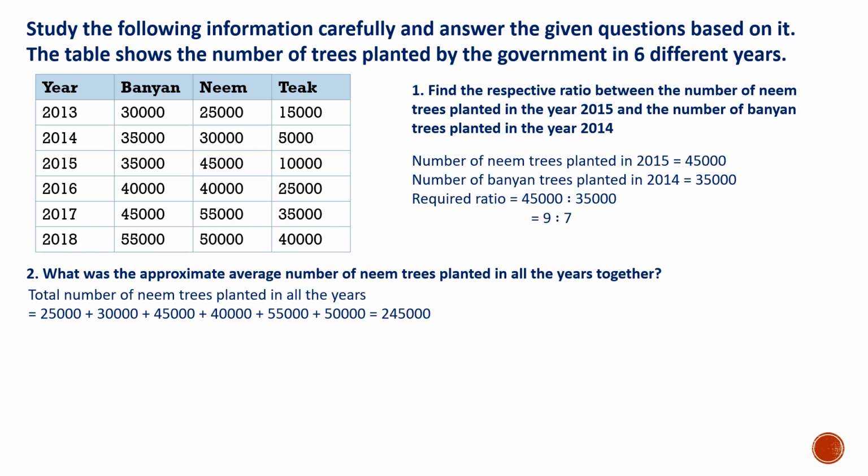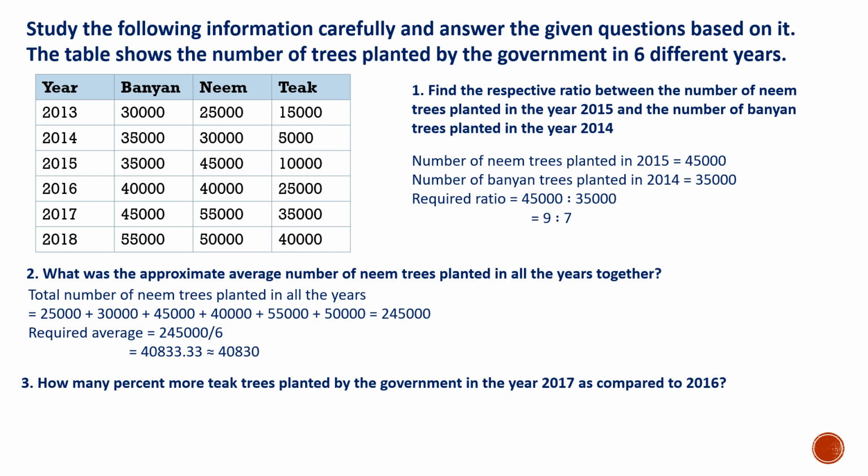Now to find the average, this total we have to divide by the total number, that is 6. So 2,45,000 divided by 6. So the average is approximated to 40,833 or 40,830. It depends; if an MCQ is asked, you can mark the nearest value.